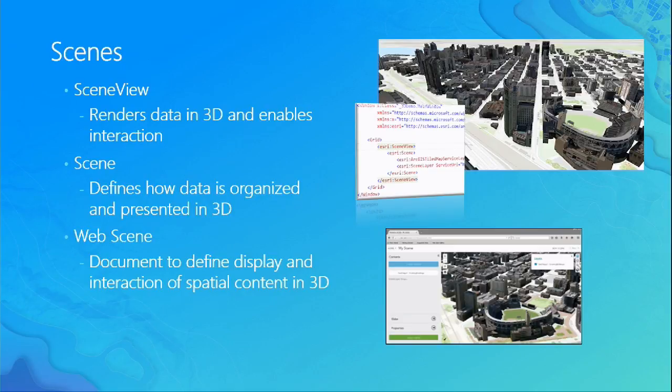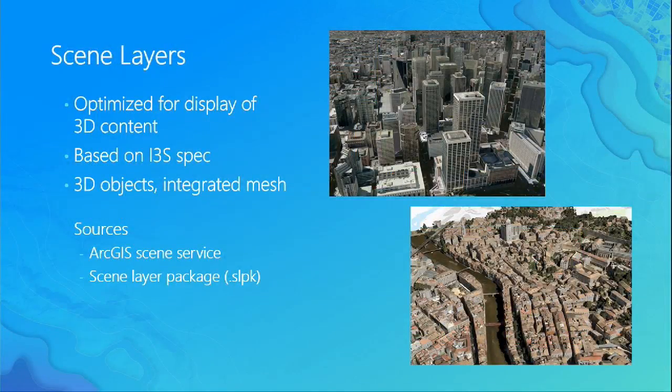And then within the scene view, you have things you can overlay on top that are very specific to our API implementation. So think of a set of containers that are basically going to contain your 3D content, or content that's designed for displaying in a 3D context. The next thing here is scene layers. Scene layers are a specific type of layer that is optimized for display within a 3D context.